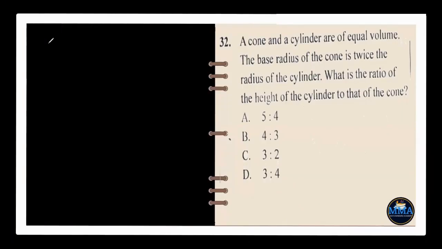Question number 32. A cone and a cylinder are of equal volume. The base radius of the cone is twice the radius of the cylinder. What is the ratio of the height of the cylinder to that of the cone? So we say let small r equal the radius of the cone, and let big R be the radius of the cylinder.